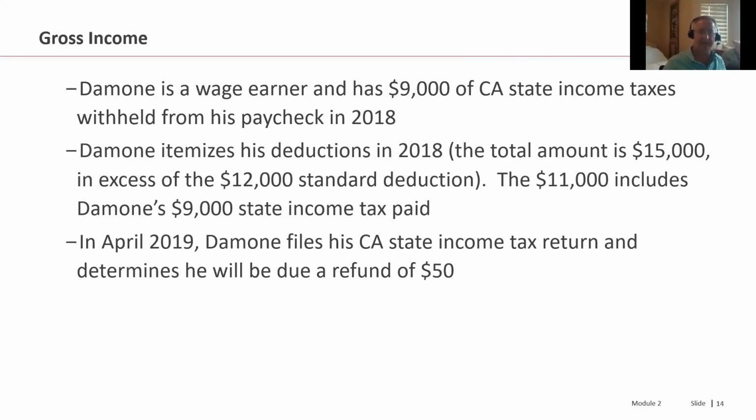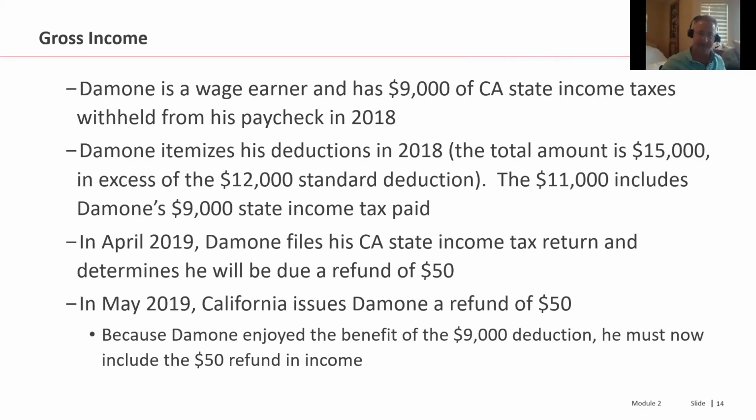In April, Damone files his California state income tax return and determines he's going to get a refund of $50. Because he enjoyed the benefit of the $9,000 deduction, he must now include the $50 in income.